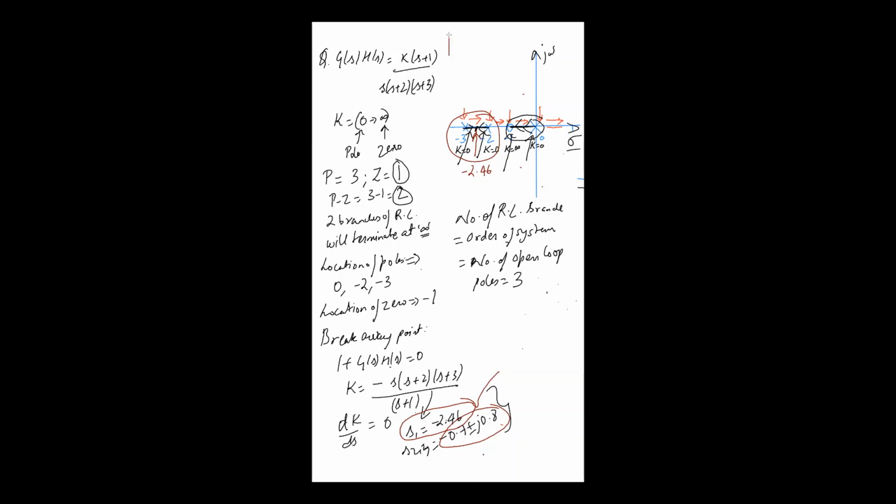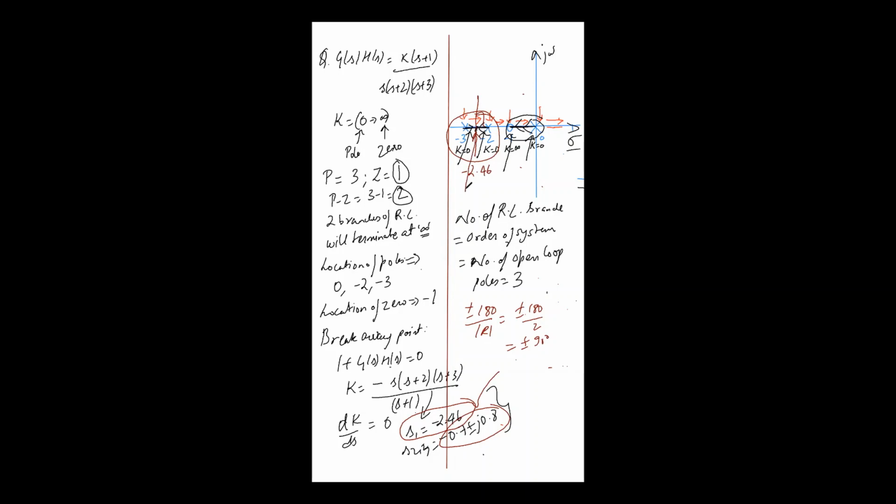We need to see at which angle my root locus branches will leave the breakaway point. How to do that? We use the formula plus minus 180 degrees by mod of r, where r is the number of root locus branches approaching the breakaway point. The number of branches approaching this breakaway point is 2. So plus minus 180 by 2, we will get plus minus 90 degrees. Plus 90 degrees is this, and minus 90 degrees is this.